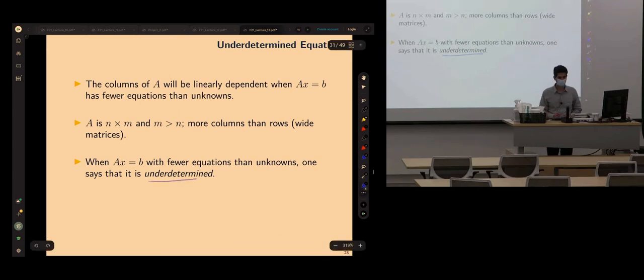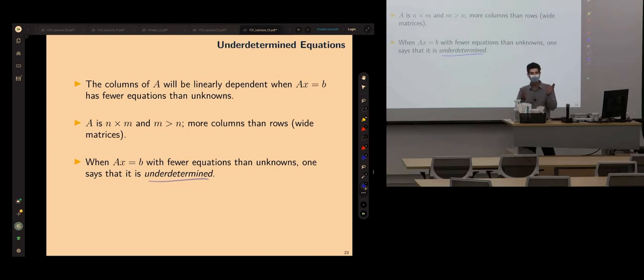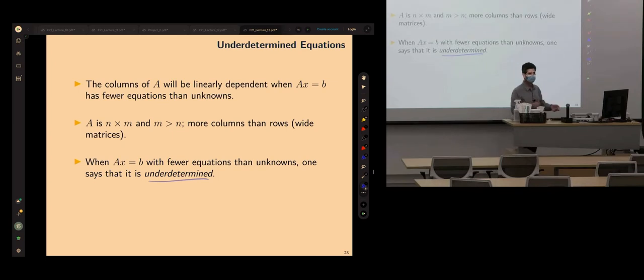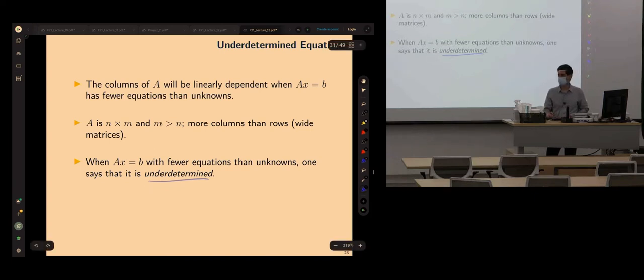We call these systems of equations underdetermined. So the previous case, where we have more rows than columns, is called overdetermined. That's always good. That's usually the least squares problem. You assume you have more rows, more equations, and then you use least squares to solve it. This is trickier because now the problem is called underdetermined, and the columns of A are dependent.